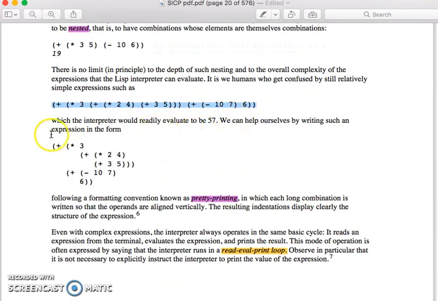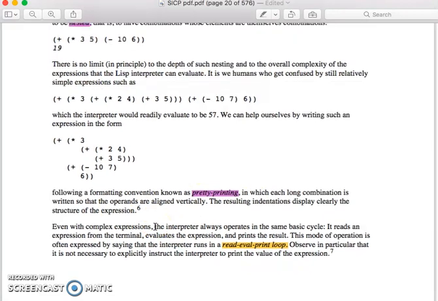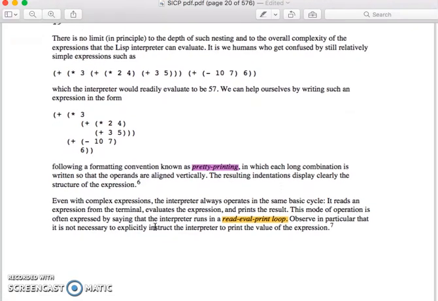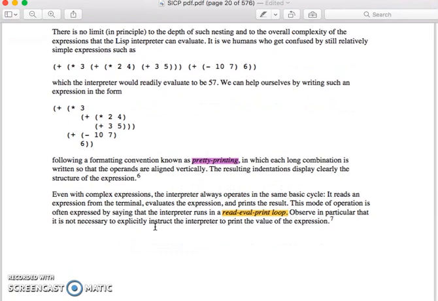We can help ourselves by writing such an expression in this form. So we add it times 3, and then it ends up being this next thing, which is kind of almost what we did. And then plus 2 times 4, so those two will go together, and then plus 3 times 5. So by indenting, following a formatting convention known as pretty printing, in which a long combination is written so the operands are aligned vertically, the resulting indentations display clearly the structure of the expression.